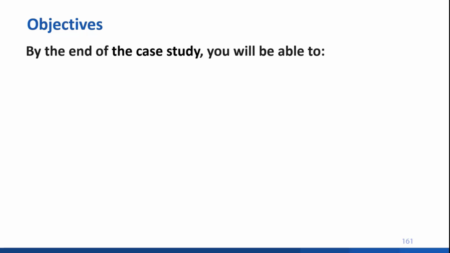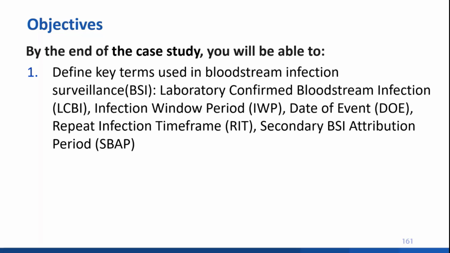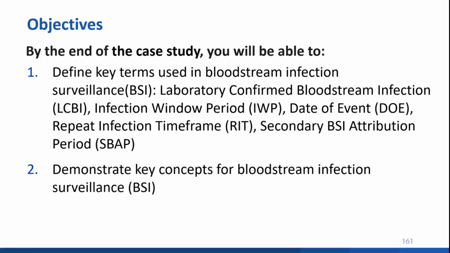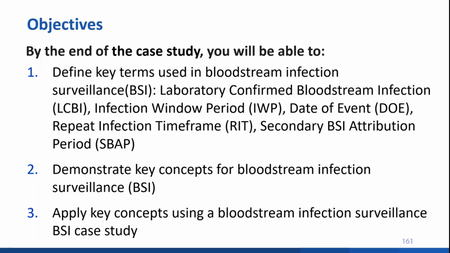So for the objectives, by the end of this case study, you'll be able to define key terms used in bloodstream infections, such as laboratory confirmed bloodstream infections, or LCBI, infection window periods, IWP, the date of event, DOE, repeat infection timeframe, RIT, secondary BSI attribution period, or SBAP. You'll be able to demonstrate key concepts for bloodstream infection surveillance, and apply key concepts using bloodstream infection case studies.